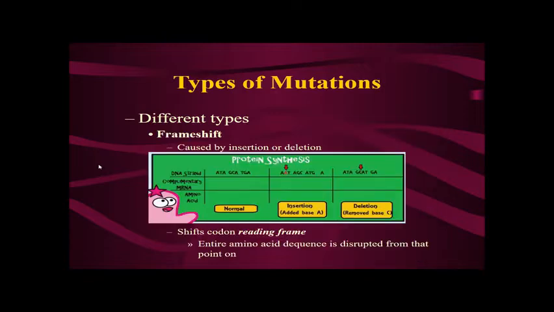There is a fourth one, and the fourth one is called a frame shift mutation. A frame shift mutation is a mutation that's caused by an insertion or a deletion. When we either insert an extra base or we take away a base, what that does is it shifts the codon reading frame. So how the codons are read becomes different because it alters those groups of three. And so what can happen is that an entire amino acid sequence could be disrupted from that point onward.